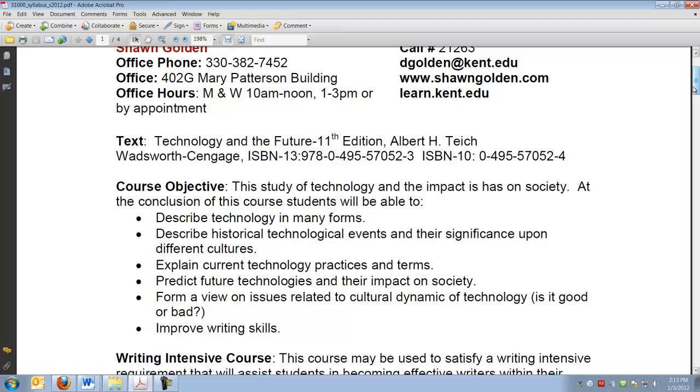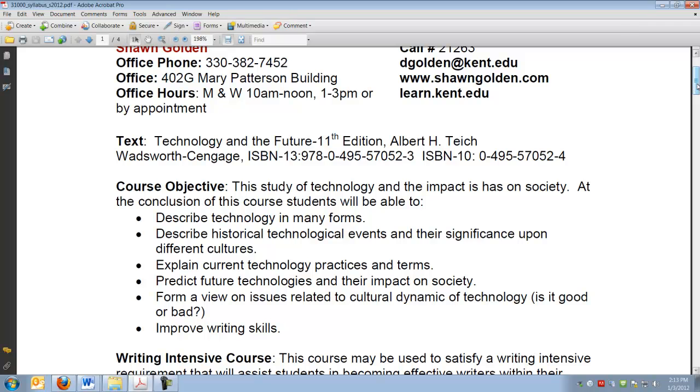society. At the conclusion of the course, you should be able to do the following: describe technology in many forms, describe historical technological events, their significance, cultural technology practices and terms, predict future technologies, and form a view of issues related to cultural dynamics of technology, good or bad, along with, and maybe the most important, improving your writing skills.